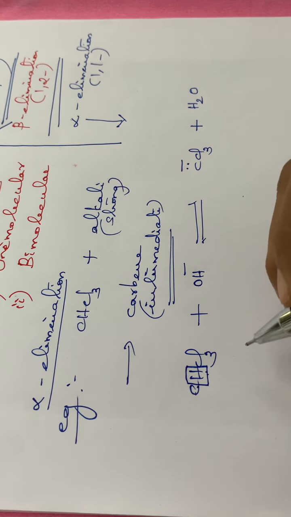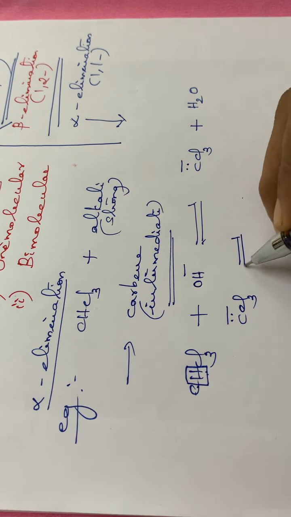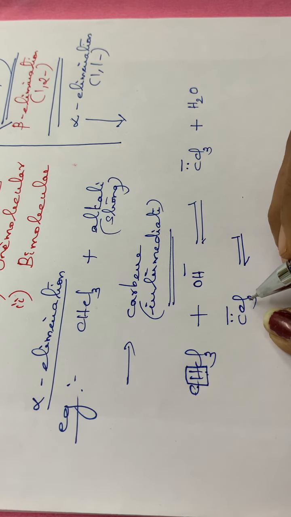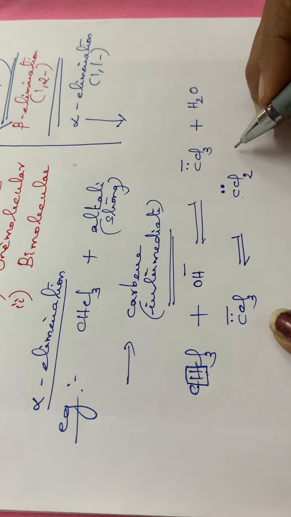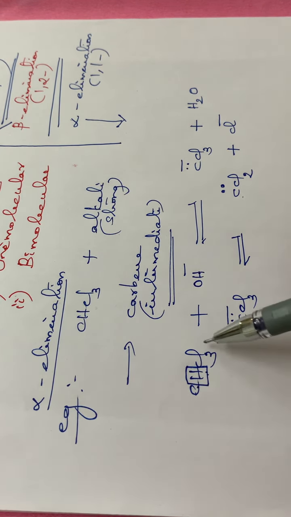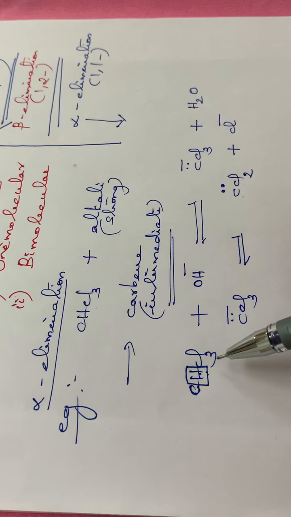Then in the next step, from this CCl3 minus, one Cl minus will be eliminated. This species is a trichlorocarbanion, a negatively charged species, not a carbene. From this species, one Cl minus will be eliminated. So again, it becomes CCl2 with a lone pair of electrons, plus Cl minus. Here we can see that from a particular compound itself, one hydrogen and one Cl minus will be eliminated.